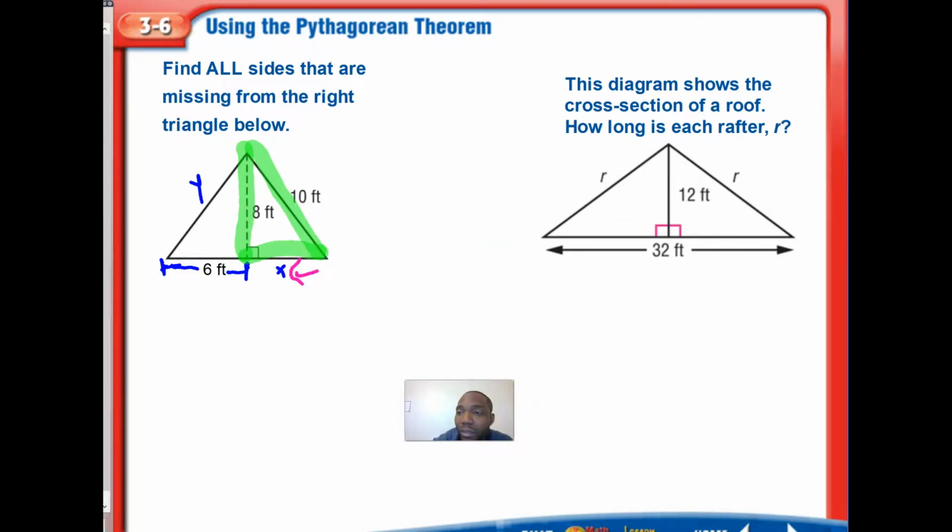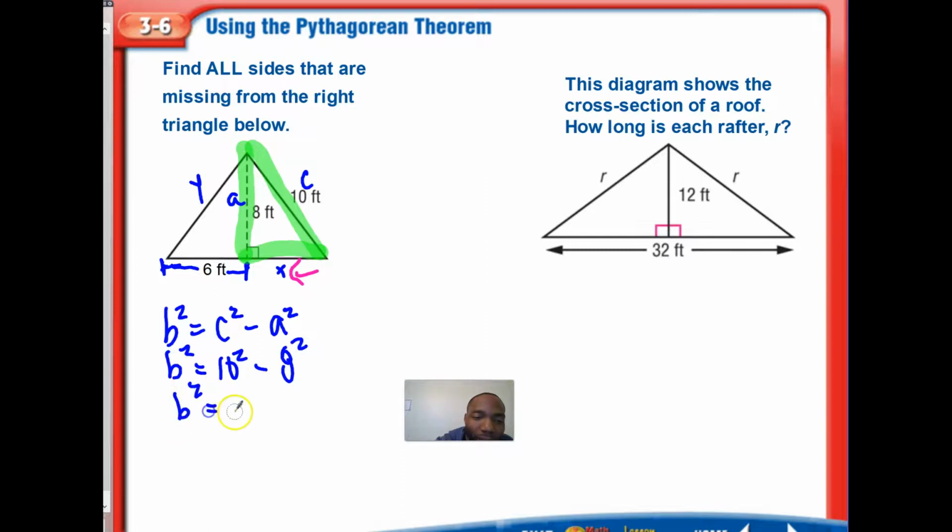What happened to my blue? Find out what that side is right there by realizing this is C and this is A and I'm missing B. So B squared is going to be equal to C squared minus A squared. And so B squared is going to be equal to 10 squared minus 8 squared.